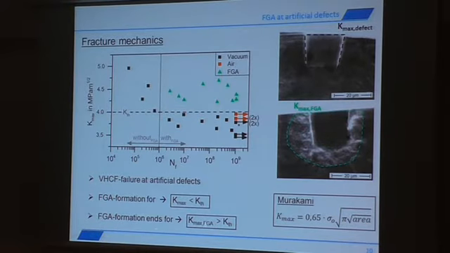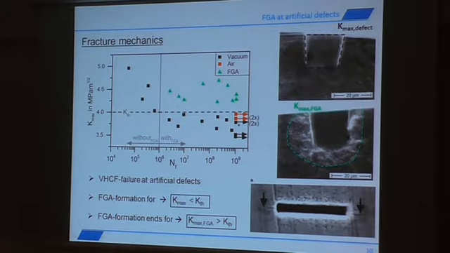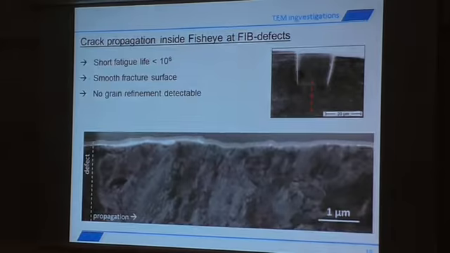The FGA formation ends for Kmax FGA larger than the threshold value. Now to one thing I want to mention: these two runouts in vacuum showed cracks, but they didn't lead to failure until our ultimate number of cycles. These two signs are the stress intensity factors for these cracks if we assume they are circular, and you can see they just might have been short before failure. And you can also see we can now see cracks in the very high cycle fatigue regime before failure. That was not possible before.